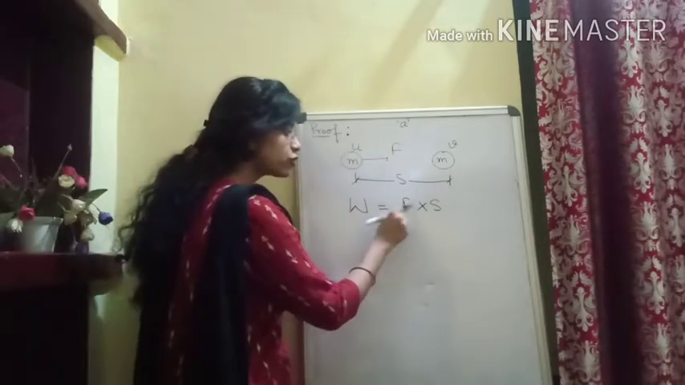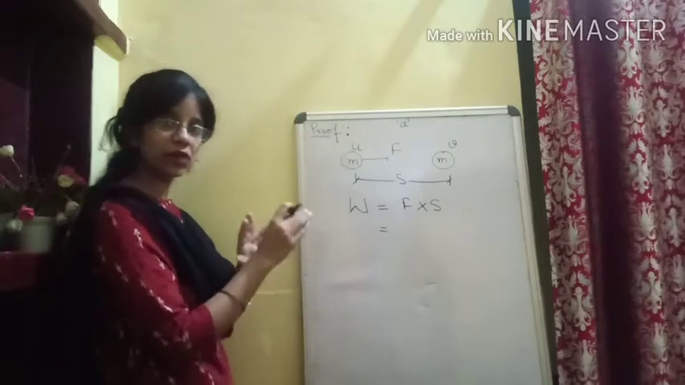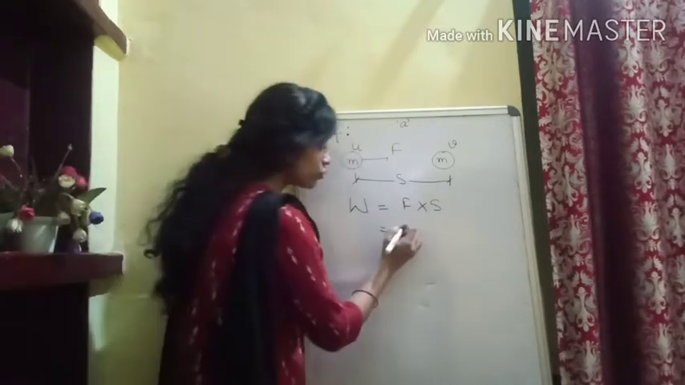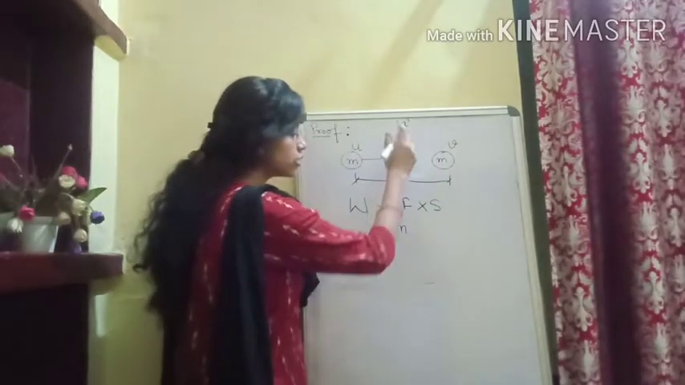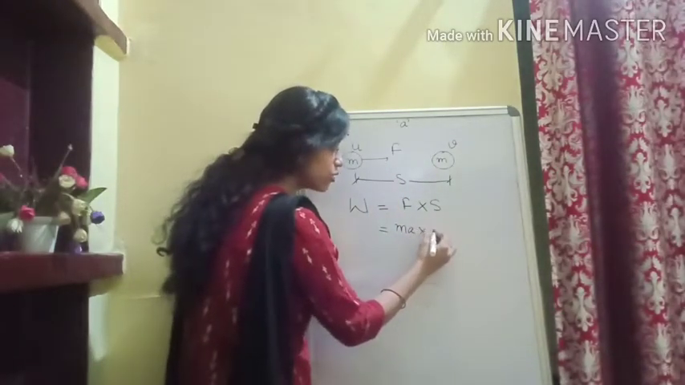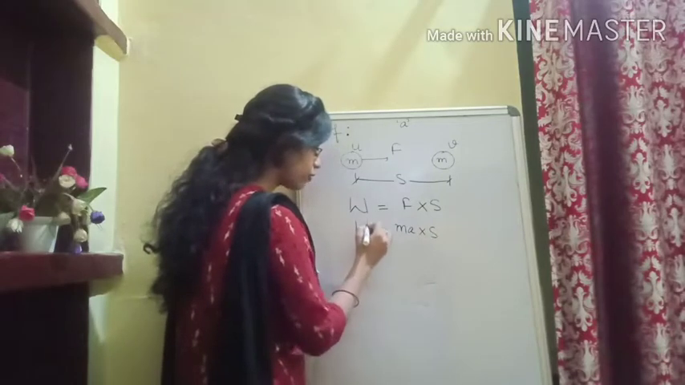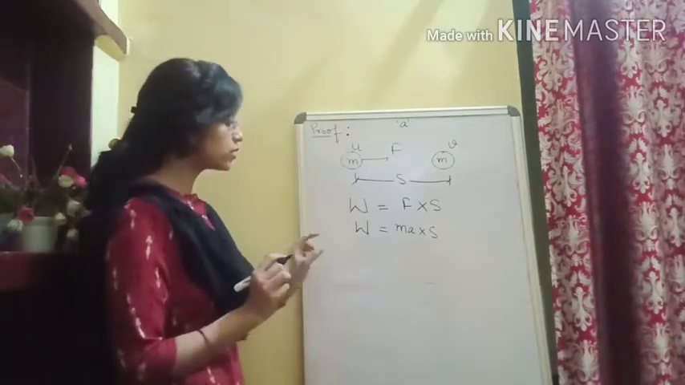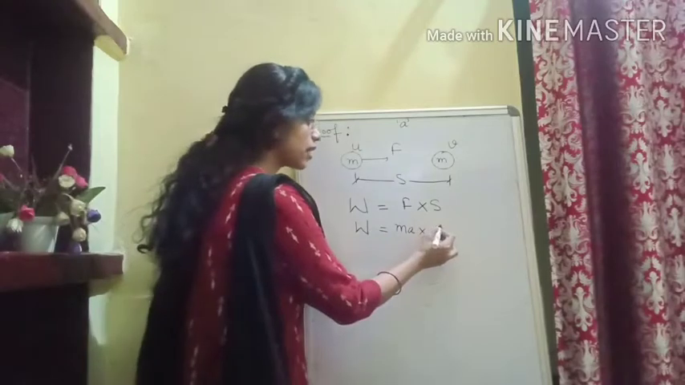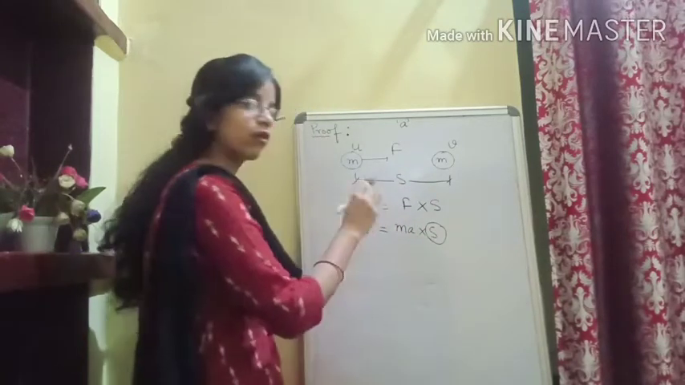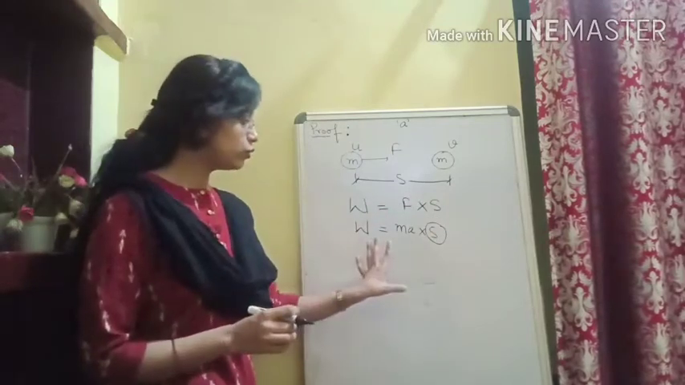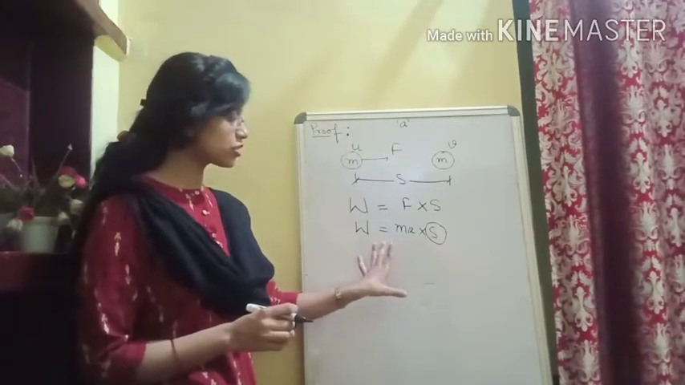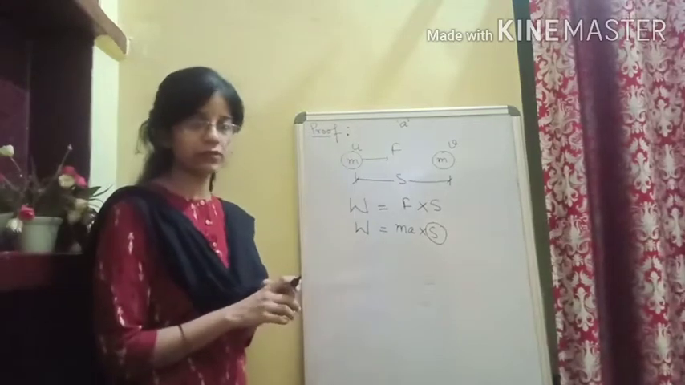Now force is simply mass into acceleration, as we have already seen. What is the mass of the body? That is m. Acceleration is a, into s. This is our work done. Now what is the idea? We are going to calculate the displacement of the body and put the value here. Keep this expression in mind. We are going to put the value of displacement here.